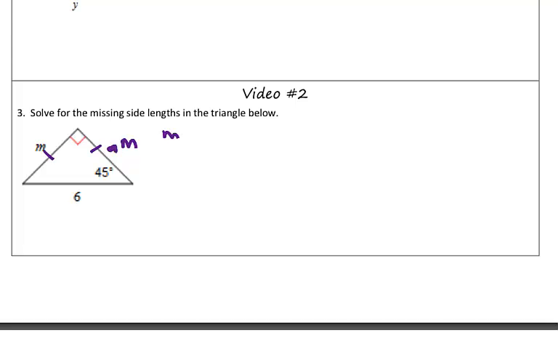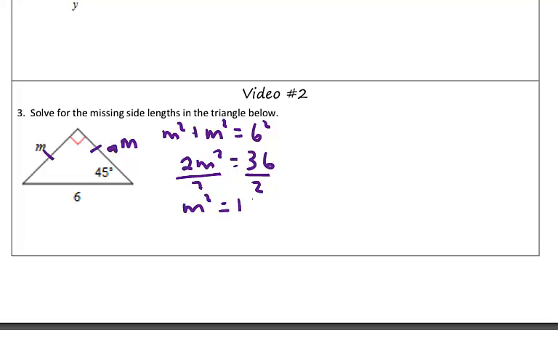So, we have m squared plus m squared equals 6 squared. So, 2m squared equals 36. Divide both sides by 2 to get m squared by itself. So m squared equals 18. And then to get m by itself, we take the square root of both sides. So you can take the square root of both sides and you can get a decimal approximation, or you can keep this in simplified radical form. So m is the square root of 18.